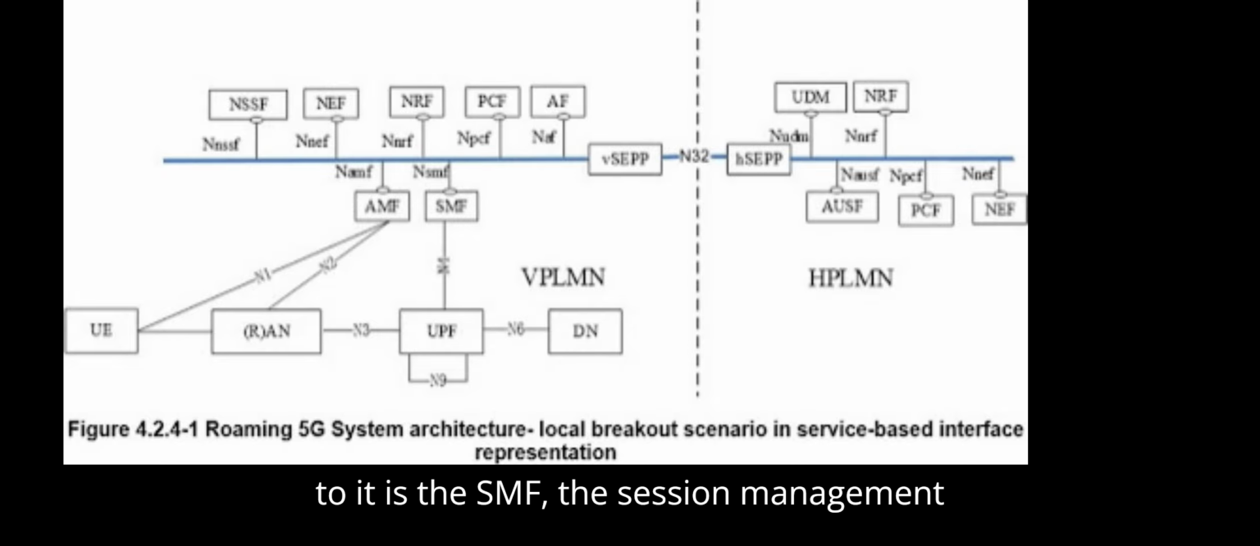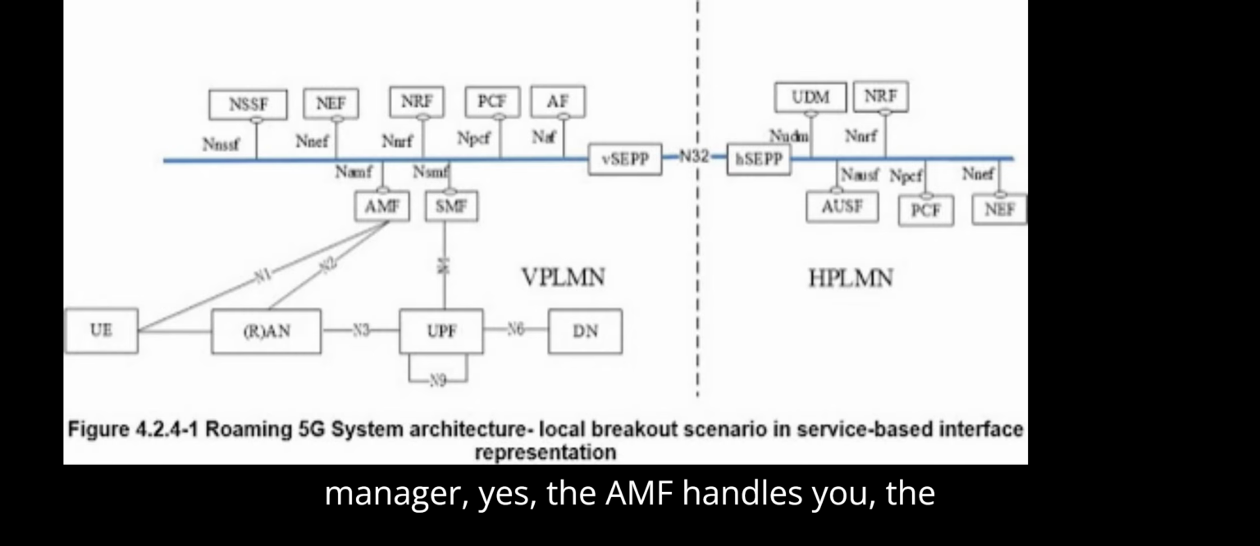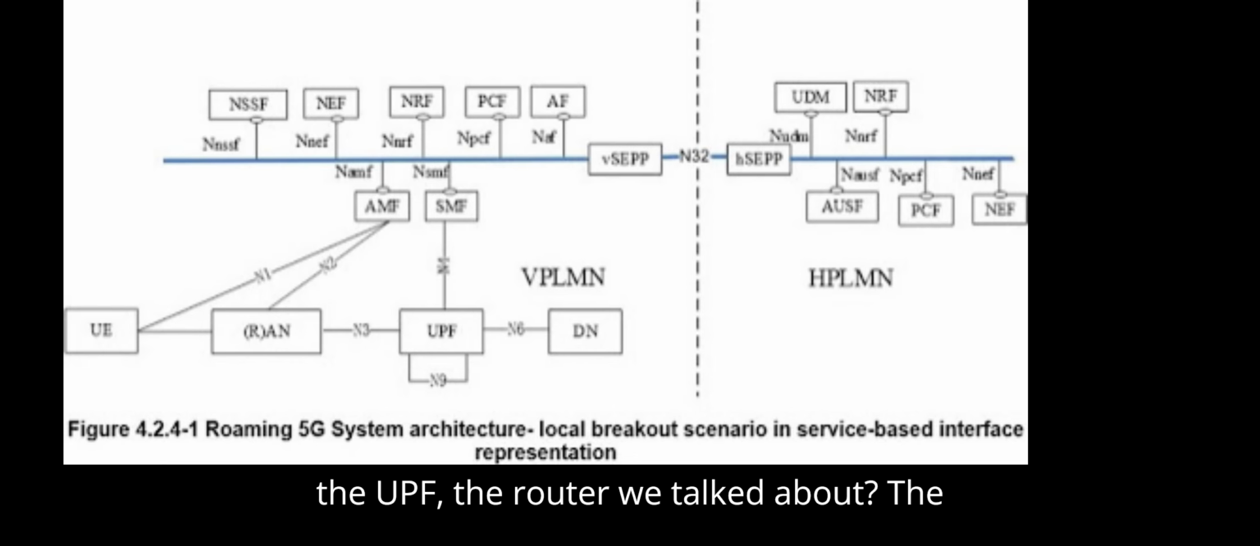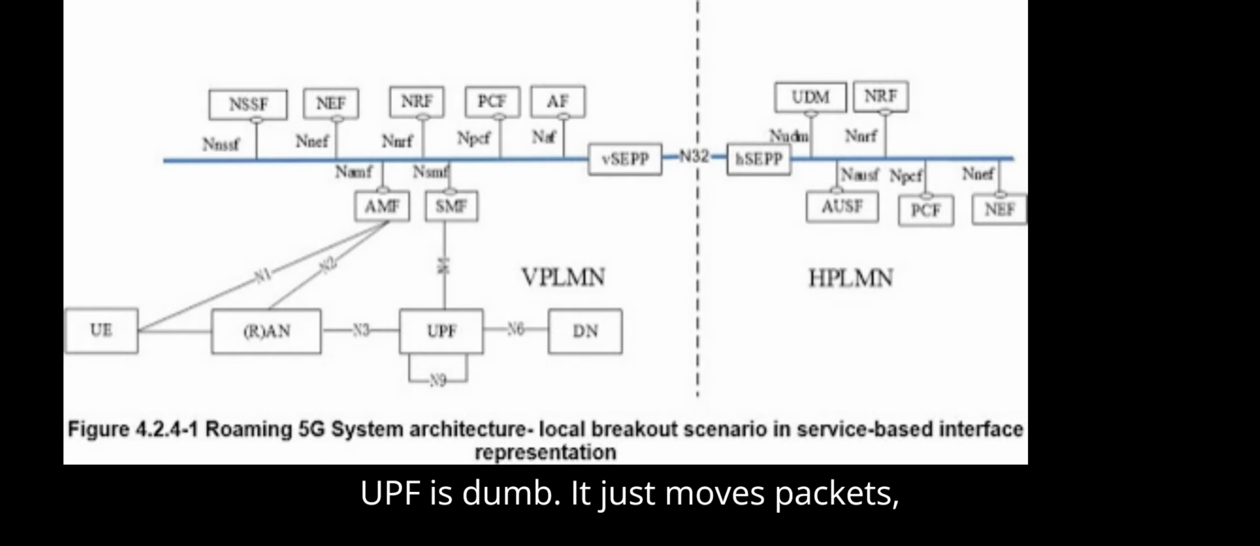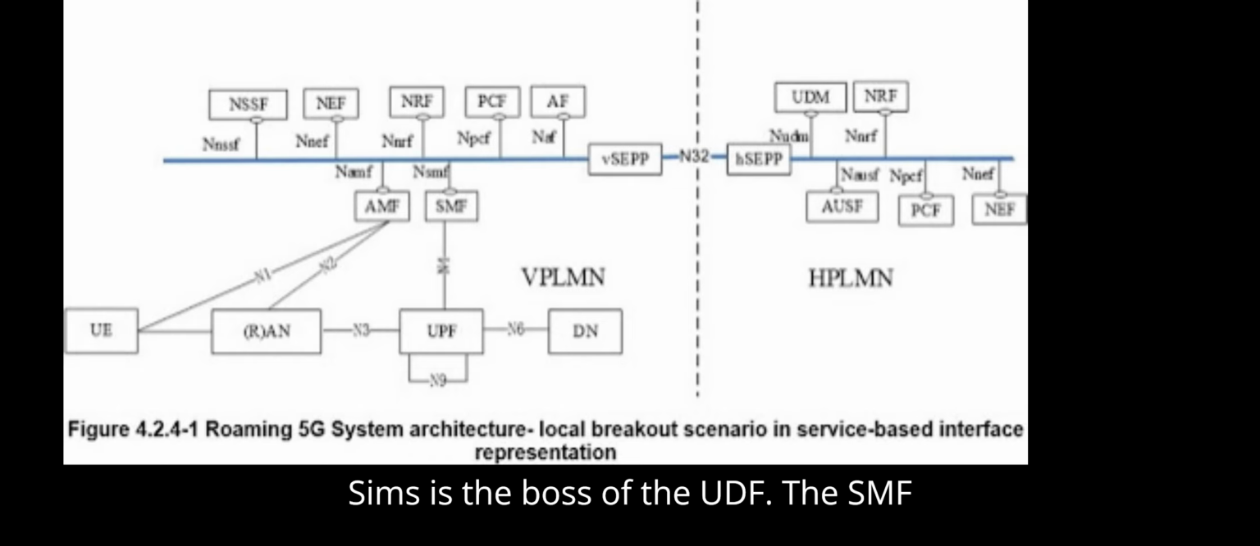Next to it is the SMF. The session management function. Okay. So if the AMF is the bouncer, the SMF is the floor manager. The manager. Yes, the AMF handles you, the user, but the SMF handles your session, your data connection. Remember the UPF, the router we talked about. Muscle, yeah. The UPF is dumb. It just moves packets. It doesn't know where to send things. The SMF is the boss of the UPF. The SMF tells the UPF, hey, open a pipe for this person. Route their traffic to the internet. So the SMF is the traffic cop.